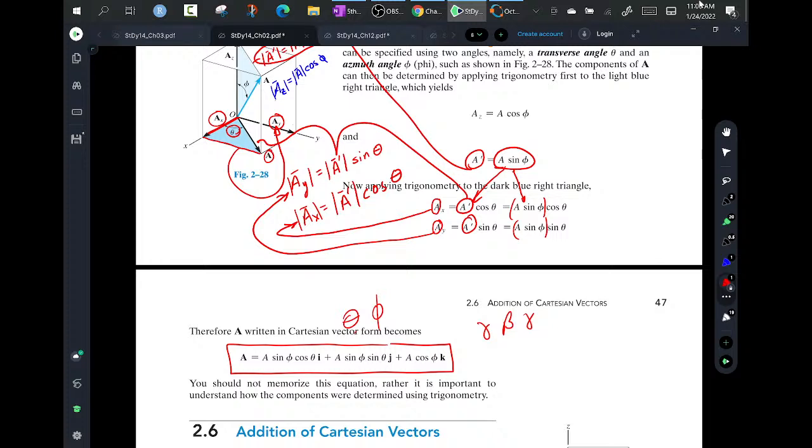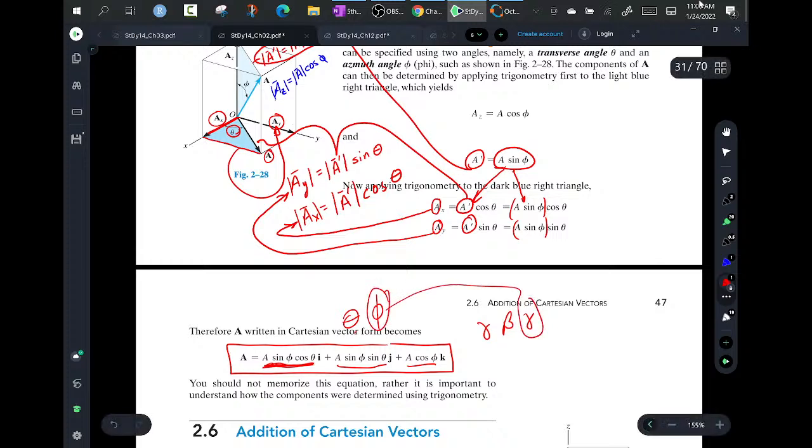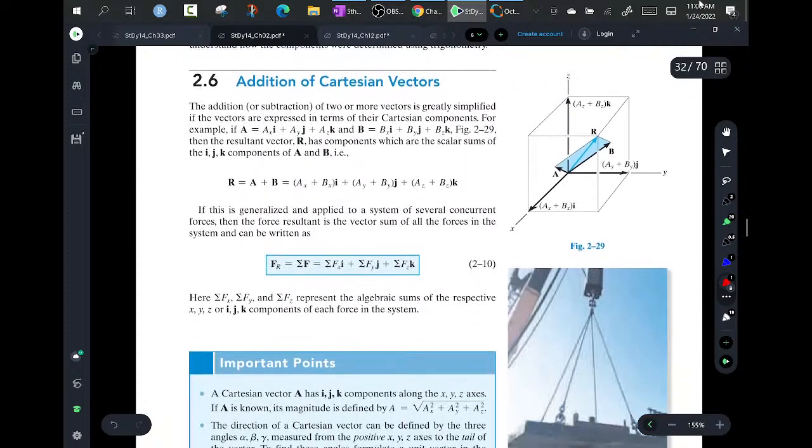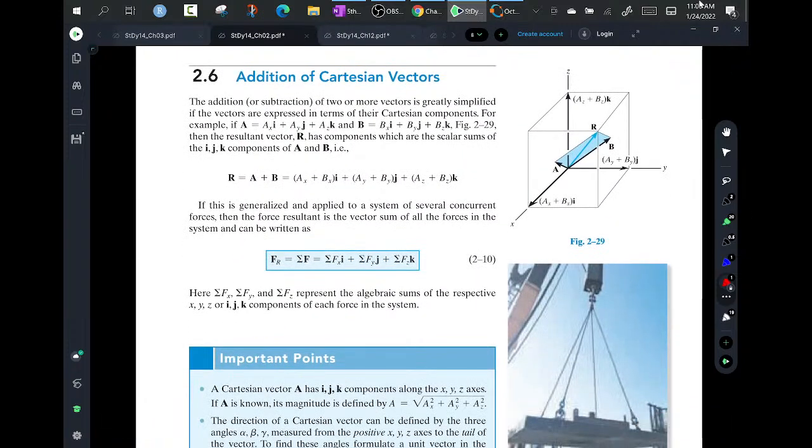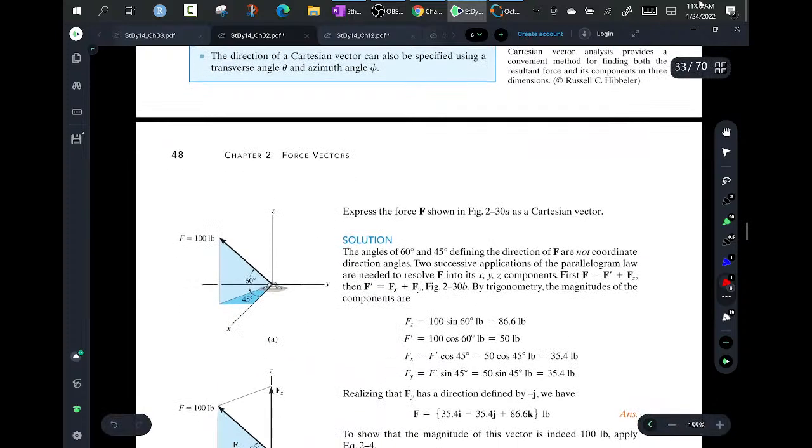And so you have a component that's a sine times a cosine for the x, a sine times a sine, and then just a cosine. Now, there is a relationship between this and this, but that's okay. Okay, so addition of Cartesian vectors, that's simple. You just add the components, and then you're off doing problems.